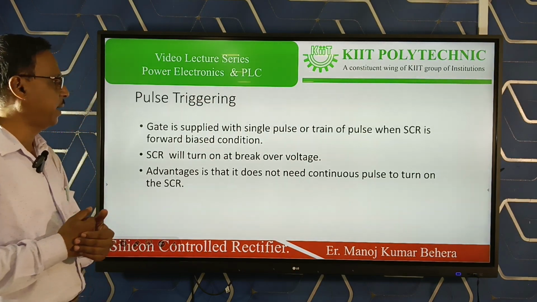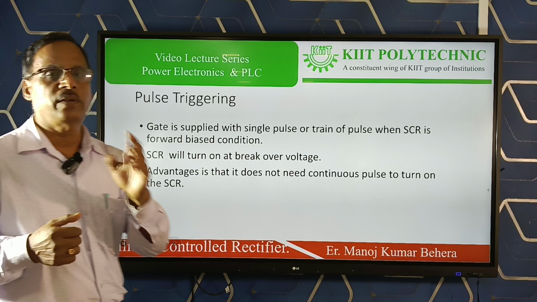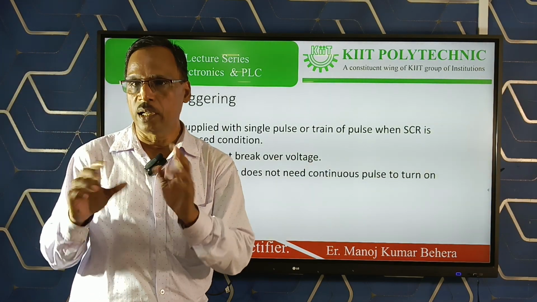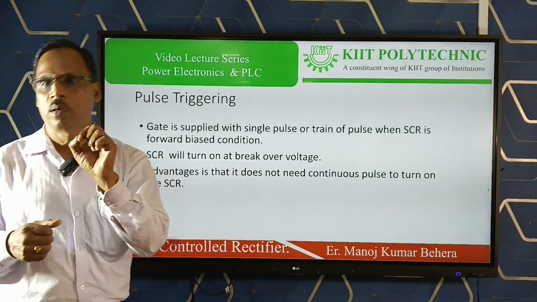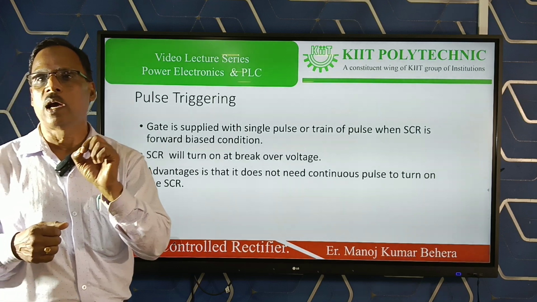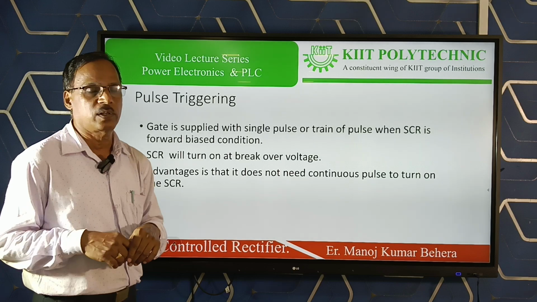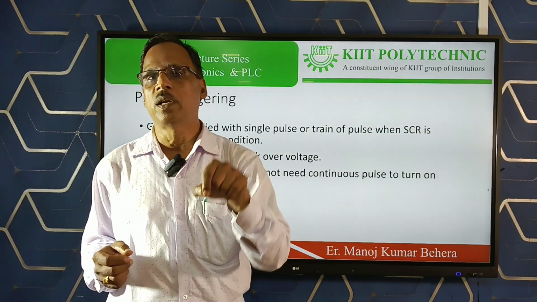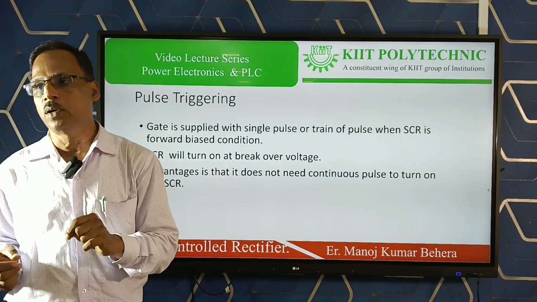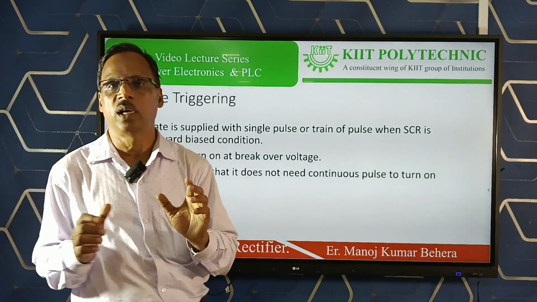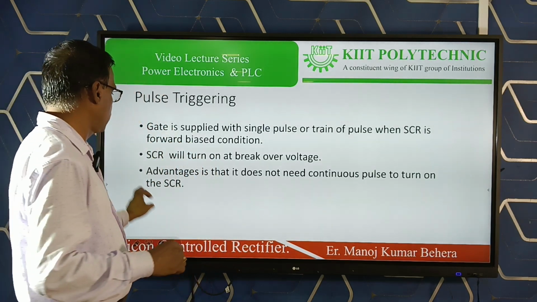Next one is pulse gate triggering. DC gate triggering and AC gate triggering have certain losses, so we have to reduce the losses. So we apply pulse triggering. When the SCR is in forward bias condition, we just apply small pulses across the gate and cathode so that it will turn on easily, reducing the losses.